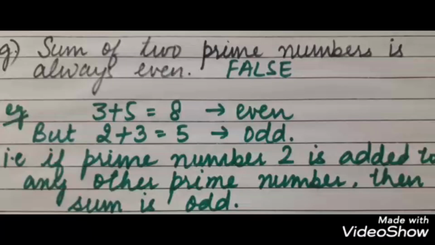G part, the sum of two prime numbers is always even. False. If we take 3 plus 5, the answer is 8, which is an even number. But if we take 2 plus 3, the answer is 5. The answer is an odd number. So if prime number 2 is added to any other prime number, then the sum is odd. So the statement here is a false statement.